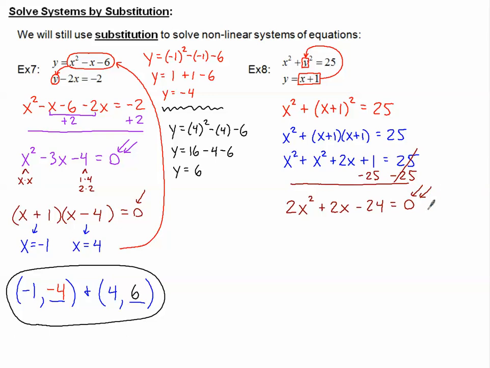I wanted my 0. And actually there's one more thing. Each of these coefficients is even. I could divide everything by 2. I don't really need the 2. The numbers do not have to be this big. So I can write this as 1x squared plus 1x minus 12 equal to 0. That makes it a little bit easier.